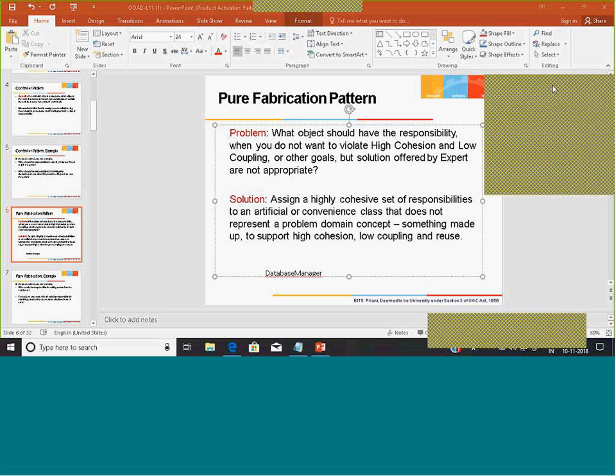So in case I give you an example, one of the important advantages of this particular pattern is that in case we want to move from a database X to database Y, right, in that case it is only the database manager class that needs to be changed. The rest of the classes are not affected by this change, right? That is the advantage of making a different database class which is responsible for doing this particular cohesive set of responsibilities.